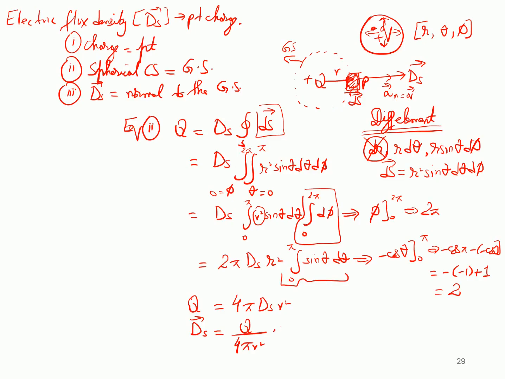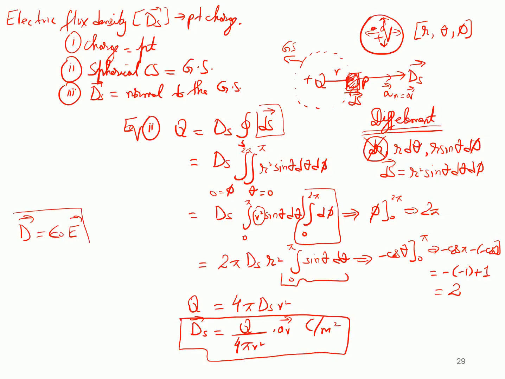And if I want to make it a vector, I'll write the unit vector with the unit of coulomb per meter square. So this is the electric flux density for a point charge as per the application of Gauss's law. And once we know the electric flux density, we can also find the electric field intensity, because the electric flux density and the electric field intensity are mathematically related as such. So electric field intensity then comes out to be Q divided by 4 pi epsilon naught r square into a_r, in volts per meter.